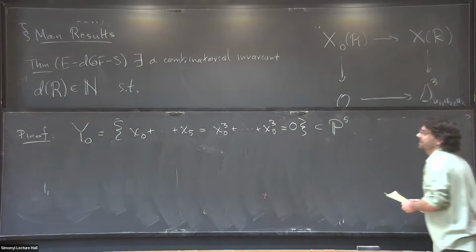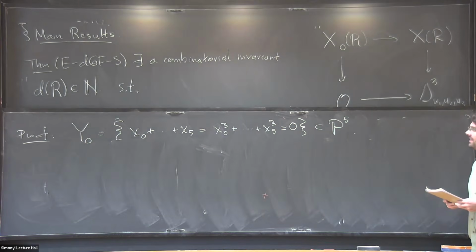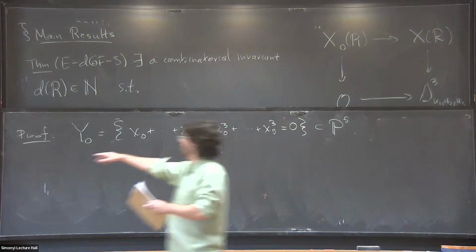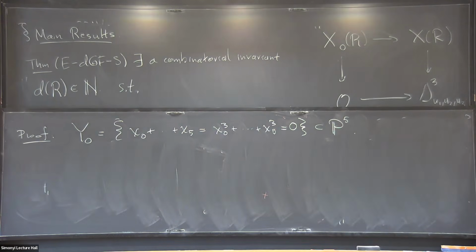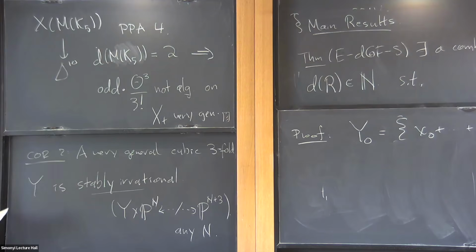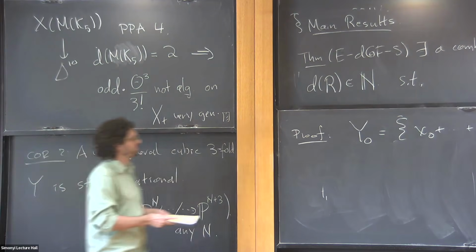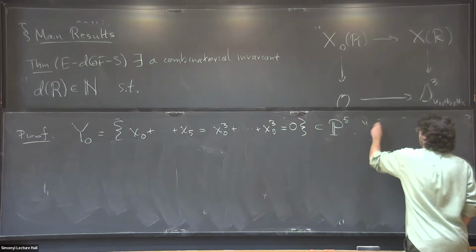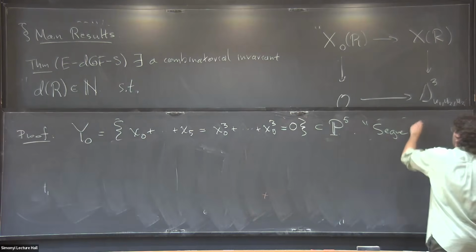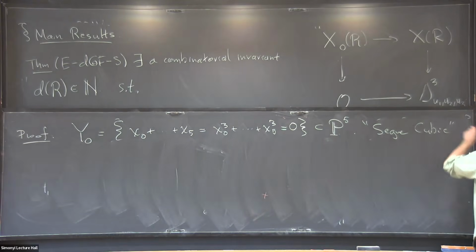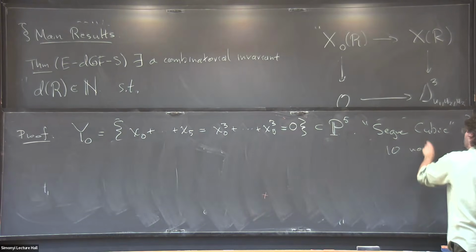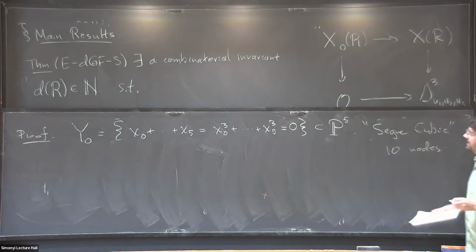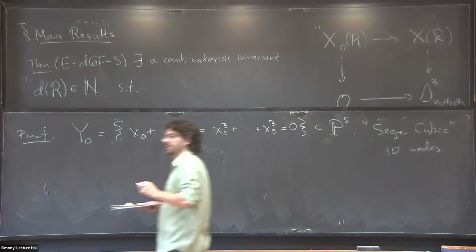Okay, so what are you trying to do? Sorry, I'm proving corollary 2: a very general cubic threefold is stably irrational. So this is the so-called Segre cubic, and it has 10 nodes. It's the unique cubic threefold with 10 nodes. Okay?